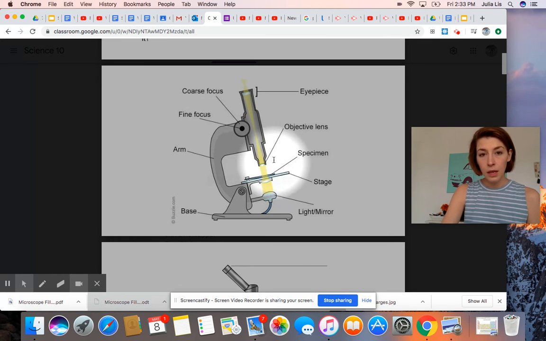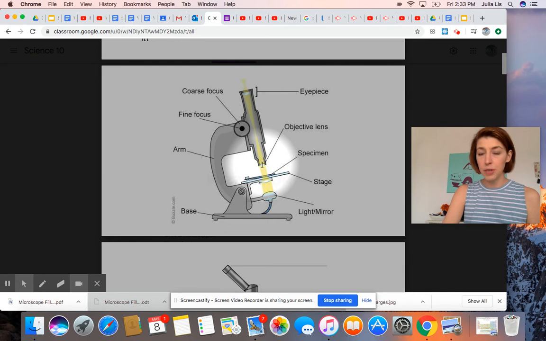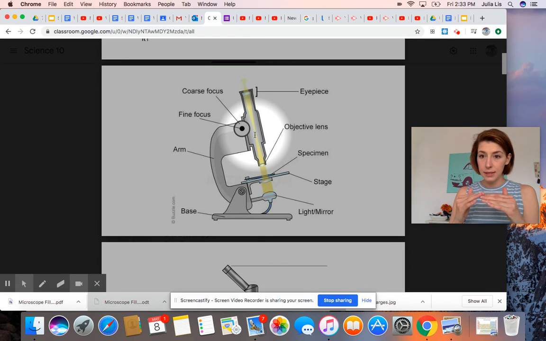One other structure that's not labeled on here is called the tube. And so from where you have your eyepiece to your objective lens, the structure that holds both in place, we'll call that the tube.